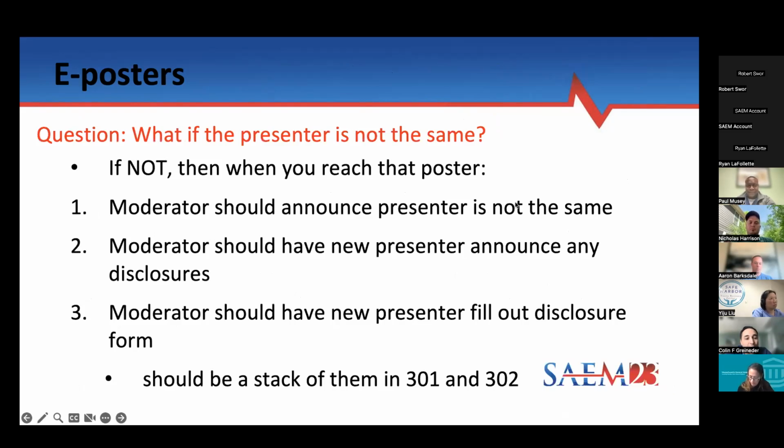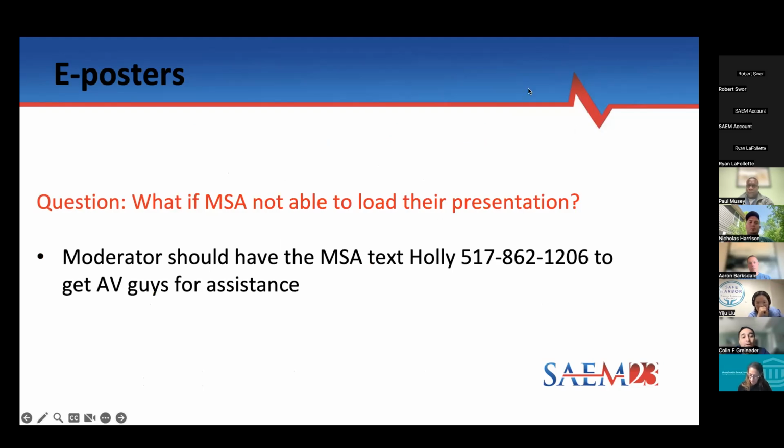So I already jumped ahead. I apologize. This is the instructions, and I forgot something, so that's good. Remember, this is relatively new. It didn't used to be as important, or we weren't tracking it as closely, but this year it is absolutely critical. So again, if you reach a poster and the presenter is not the person that it's supposed to be, then you have to announce that to the group. You have to have the presenter fill out that disclosure form and announce their disclosures. And here's the other thing that I said, which is basically you're going to text Holly at this number, or have the MSA do that, to get somebody to come help you.